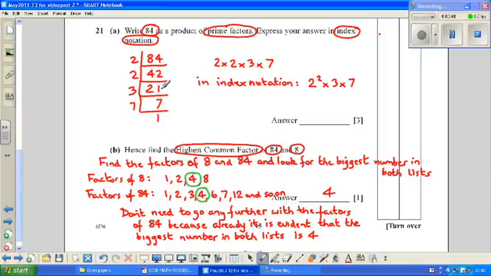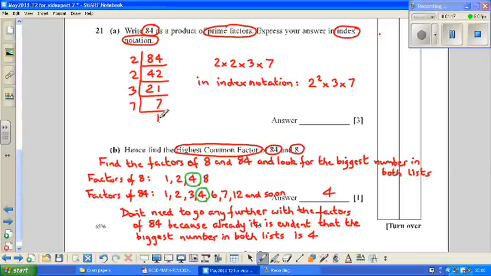So obviously 2 doesn't divide into 21 evenly, so we try the next biggest prime number, which is 3. 3 divides into 21, and we get the answer 7. So obviously 3 doesn't divide into 7 evenly, so we go on to the next prime number, which is 5. 5 doesn't divide into 7 exactly, so we go on to the next prime number, which is 7. And obviously 7 divides into 7, we get the answer 1.